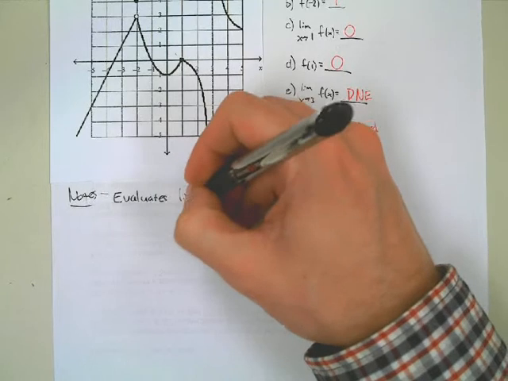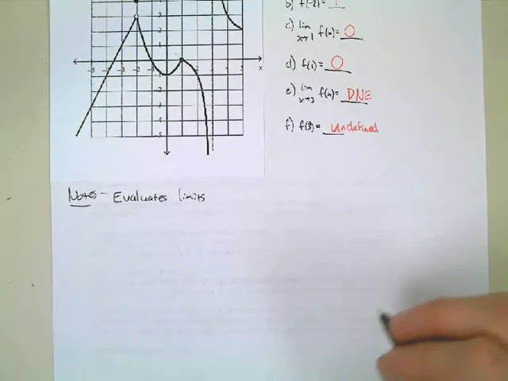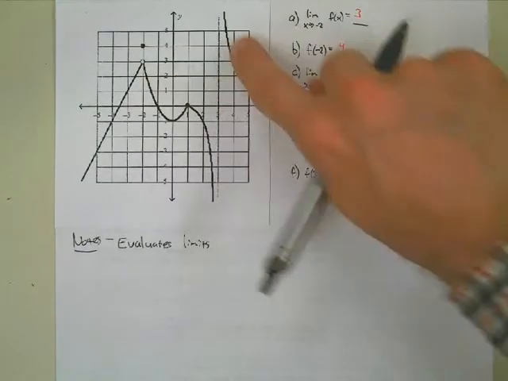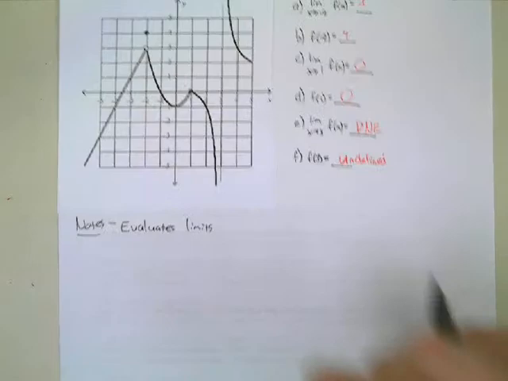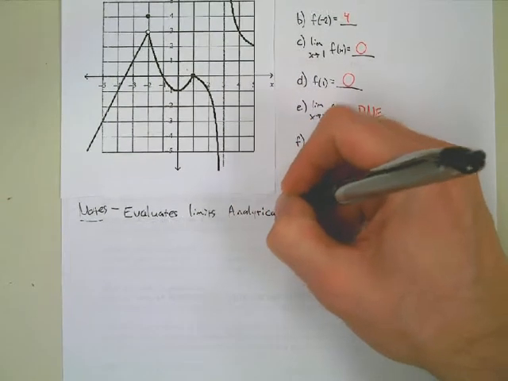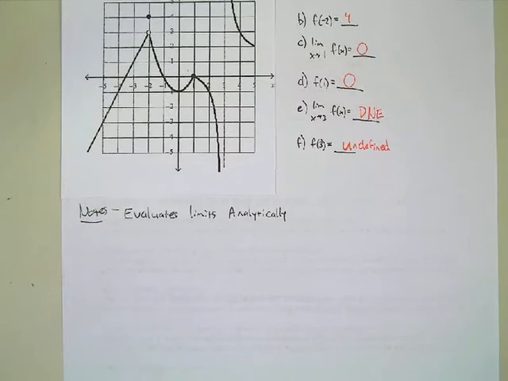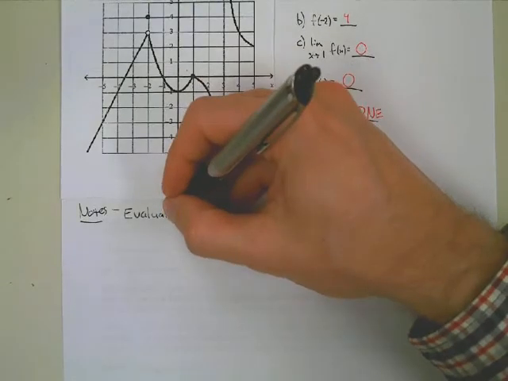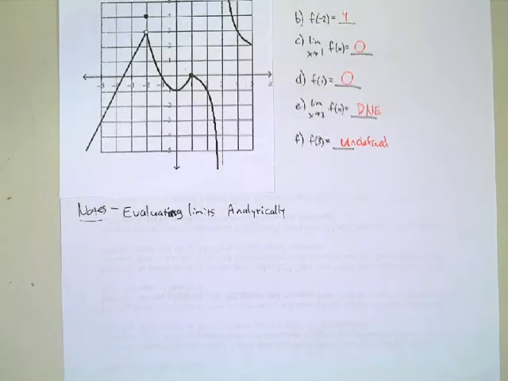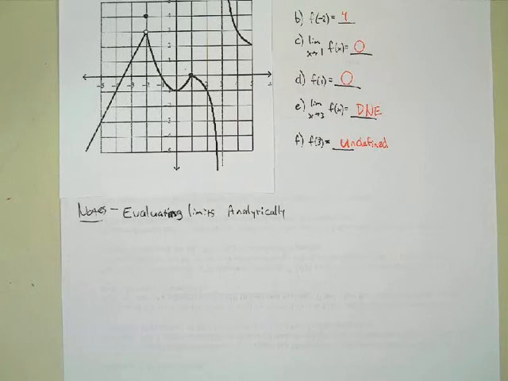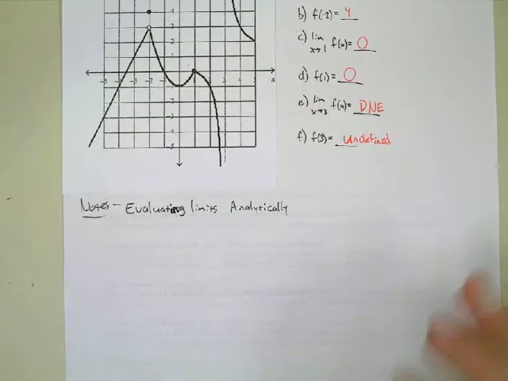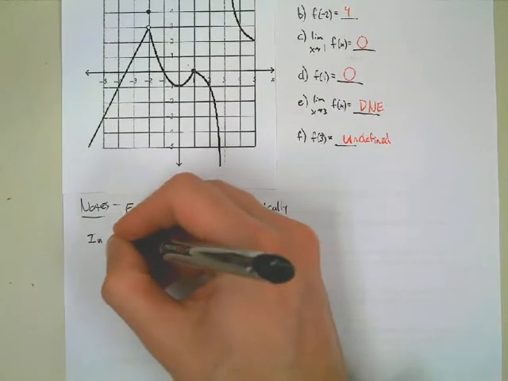So evaluating limits analytically. You must be able to evaluate a limit using a table, like you did in the homework. You must be able to evaluate a limit using a graph, like we did here, also like you do with your graphing calculators. And thirdly, you must be able to evaluate limits analytically. That's the third way we need to evaluate limits, is analytically.